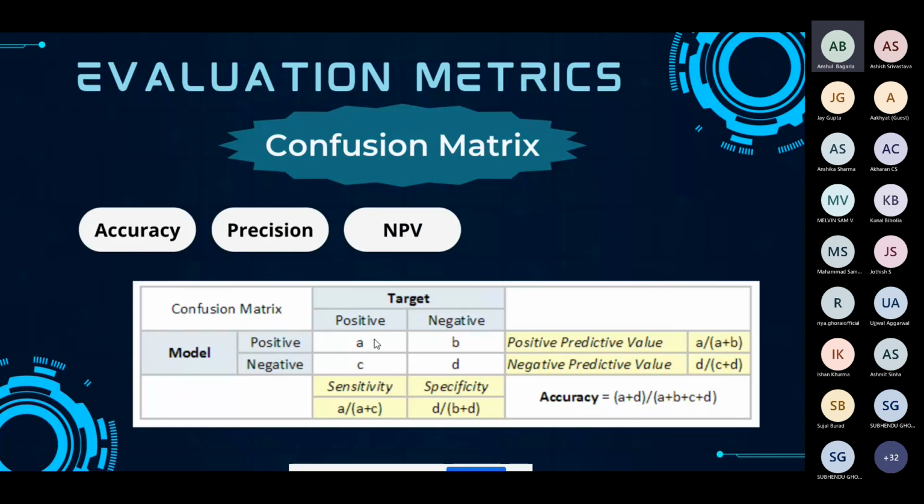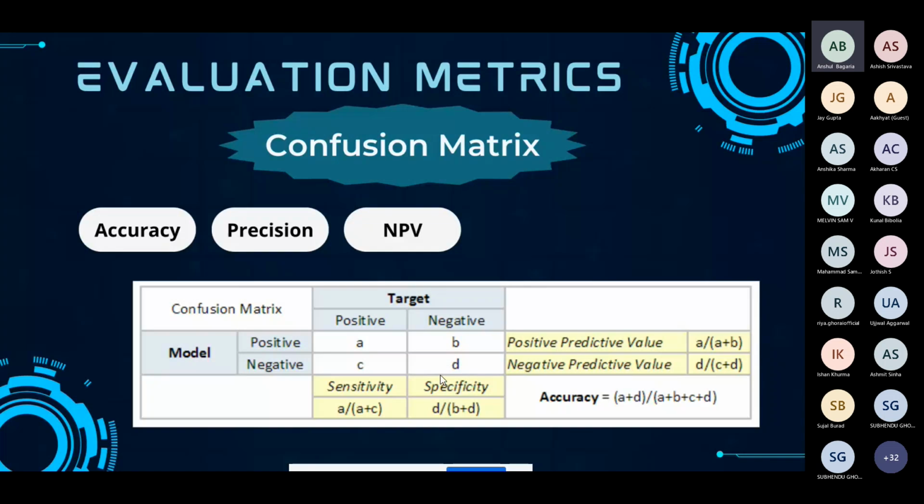It says the total number of correct positives that were identified as correct. Now negative prediction value is a proportion of negative cases that are correctly identified. So basically it's D by C plus D, which is true negative divided by true negative plus false positive. So this is what negative prediction value is.